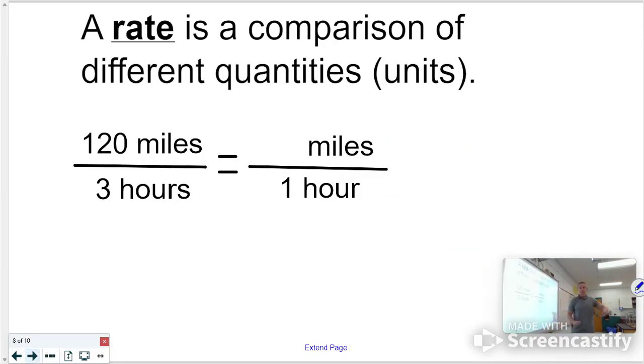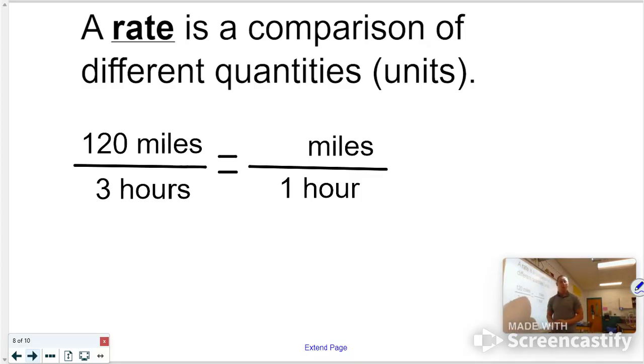Now we're going to look next at a special type of ratio, and that's going to be a rate. So a rate is a special type of ratio where we're comparing different quantities or different units, whereas a ratio is comparing the same type of quantities. So in this rate, we are comparing miles to hours. So what we're given is that someone traveled 120 miles in 3 hours.